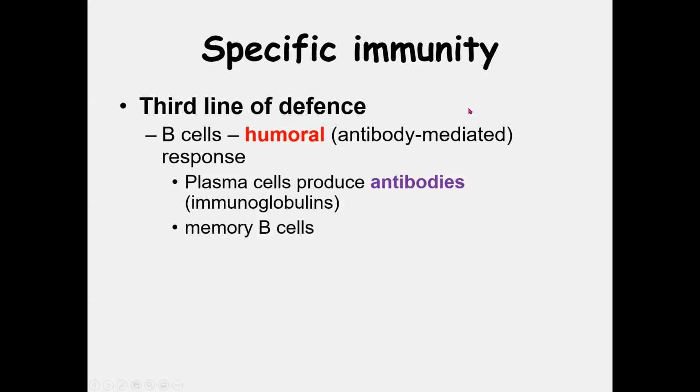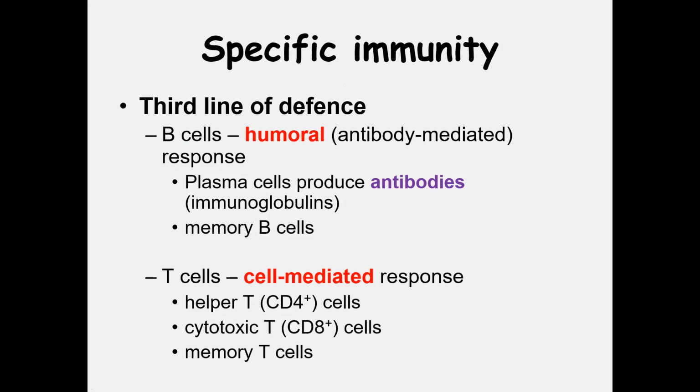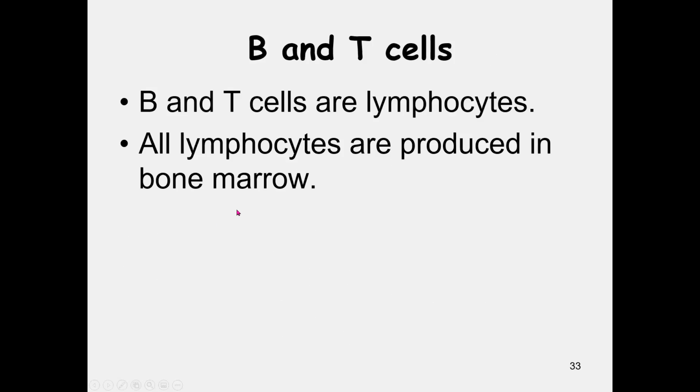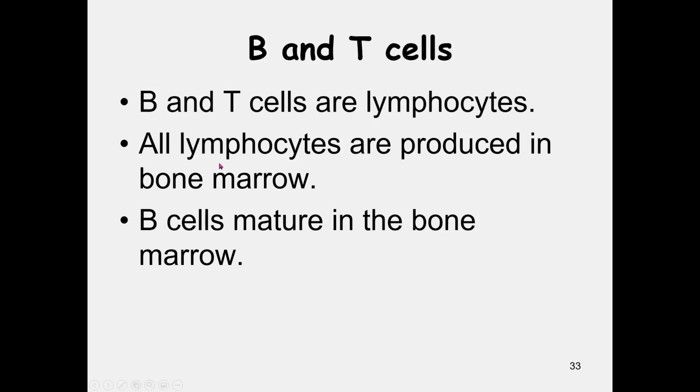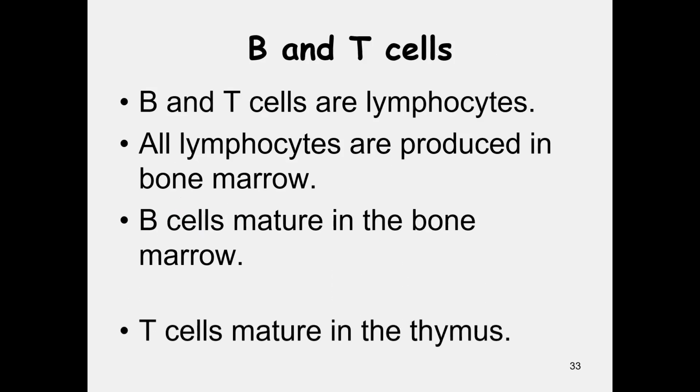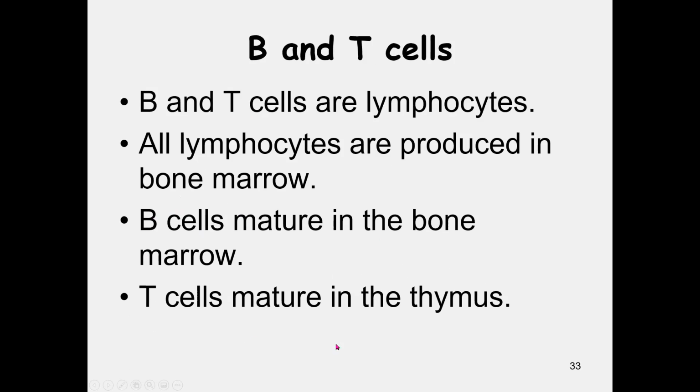So let's go into a bit more detail. The B cells, remember we talked about the humoral response, the liquid response. The antibodies are produced, and this is a repeat of what I said before, and the T cells. So the lymphocytes are all produced in the bone marrow. The B cells also mature in the marrow, but the T cells are called T cells because of the thymus gland, which is in the neck.